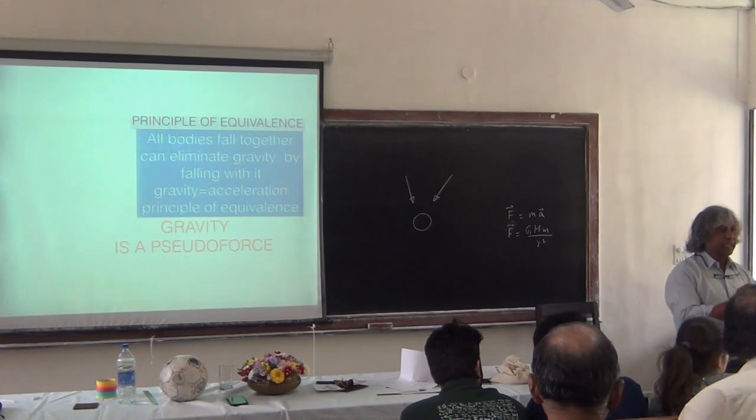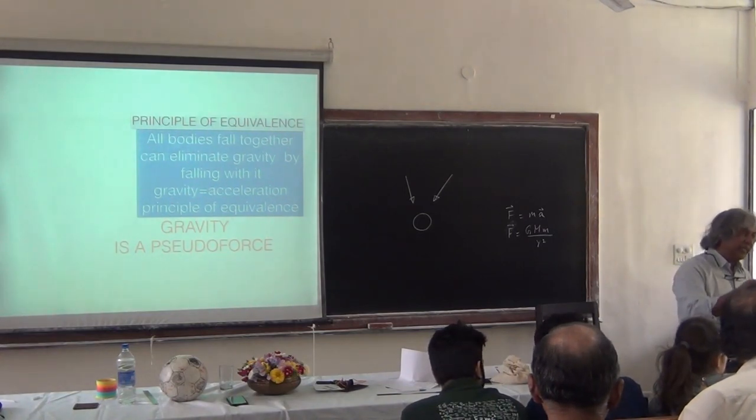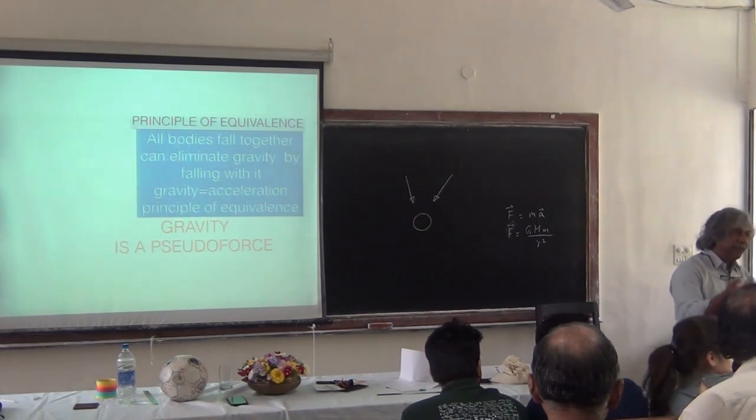So, I'll give the answer. If we have a neutral particle and a charged particle, they follow different paths. So, the difference between those paths is that there is a gravitational electric field present. You cannot eliminate an electric field by going to any frame.